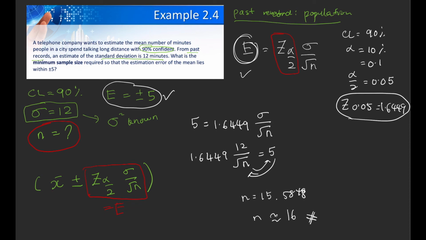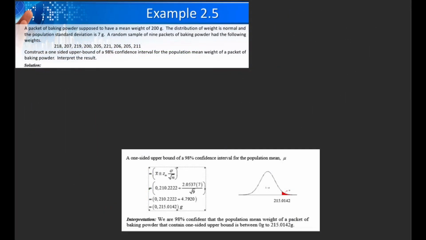Okay, try to do it yourself. This one is just simple algebra, a calculation of how you want to make n the subject. Alright, example 2.5 is also a little bit different because it is about the one-sided confidence interval.